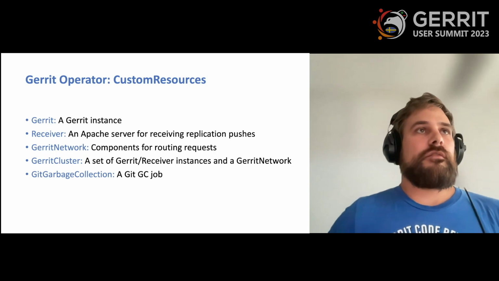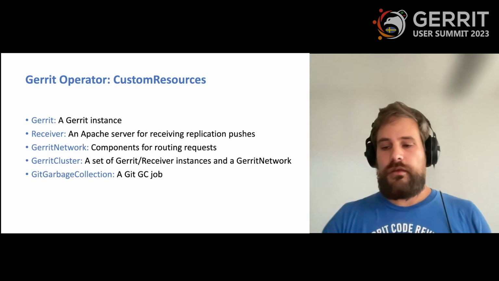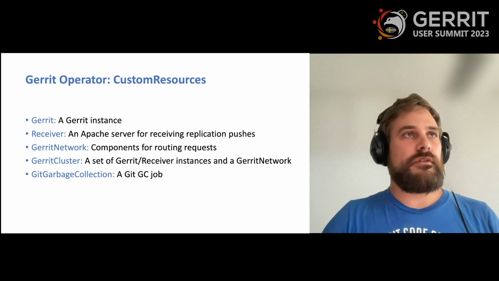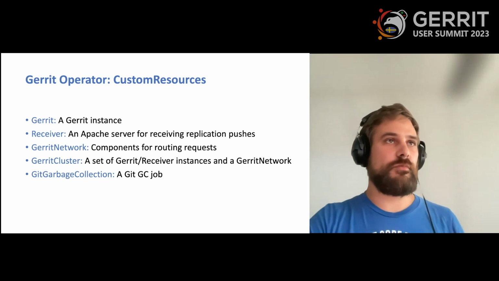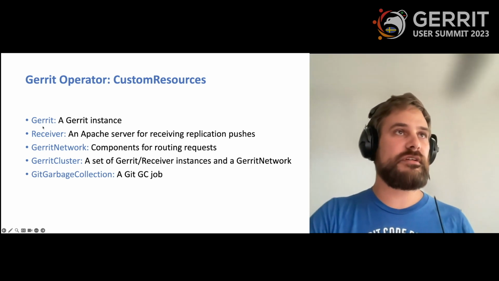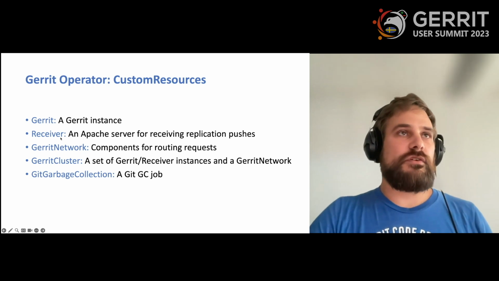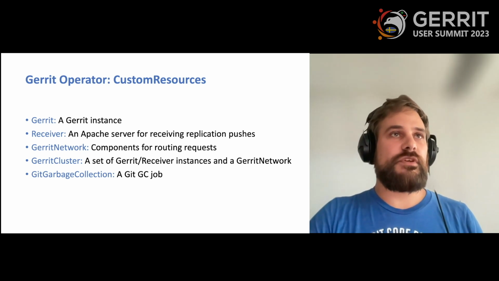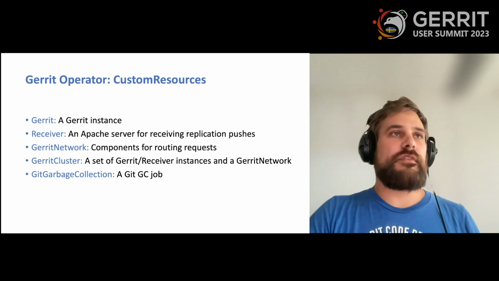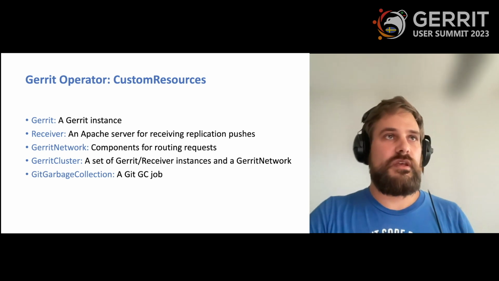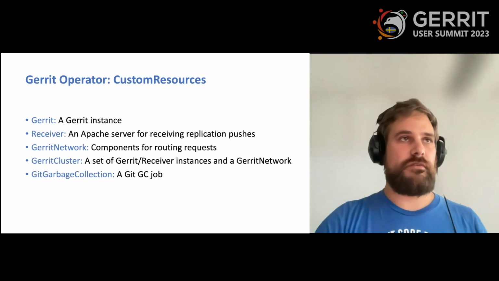So the Gerrit operator itself supports 5 different custom resources. There are 3 low-level custom resources here, which are not meant to be installed directly by the admin, but will be managed by the operator. Those are the Gerrit custom resource, which represents a Gerrit instance in your cluster. There's the receiver custom resource that represents an Apache server that can be used for receiving replication pushes from a remote primary Gerrit. And then we have the Gerrit network custom resource that represents the configuration of network routing in your cluster in concerns of Gerrit.